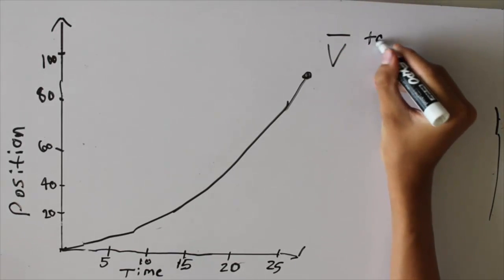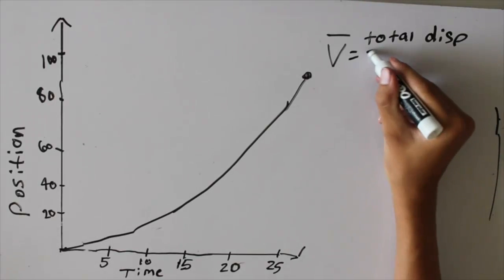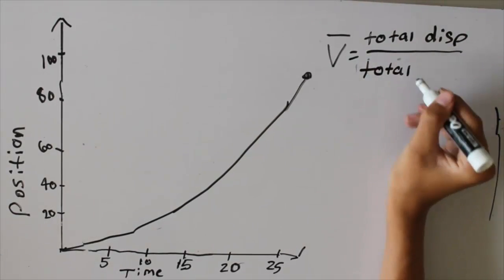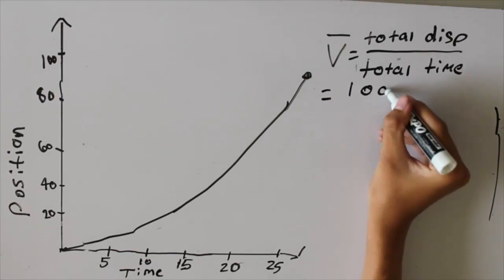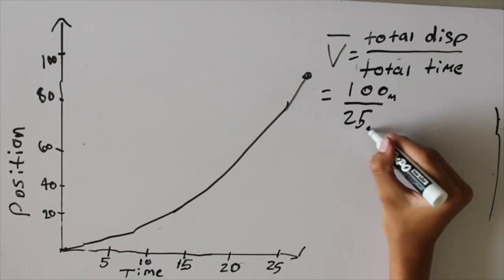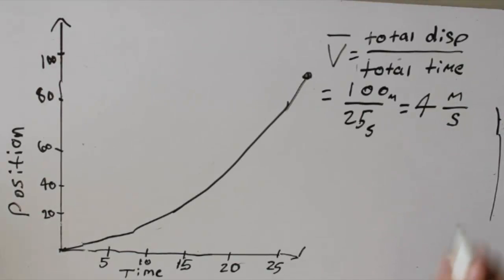Average velocity is a bit simpler. All you have to do is take the total displacement over the total time. So even though Groovy's speed changes constantly over the first 100 meters, he still ends up going 100 meters in 25 seconds. So he averages 4 meters per second, regardless of all of his instantaneous velocities along the way.